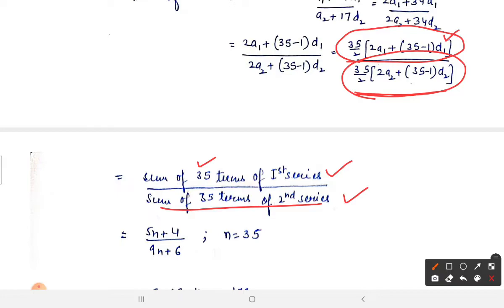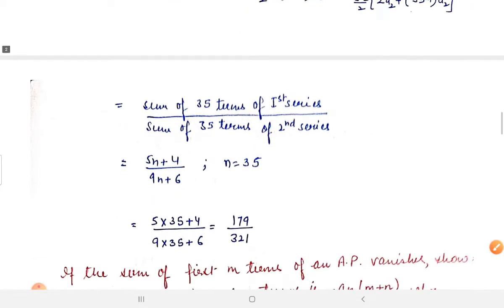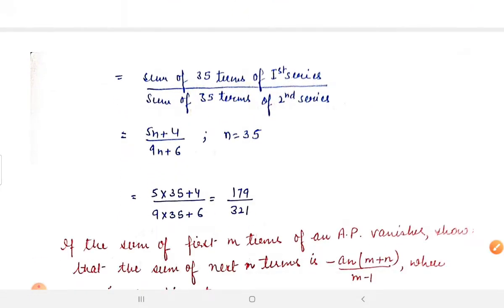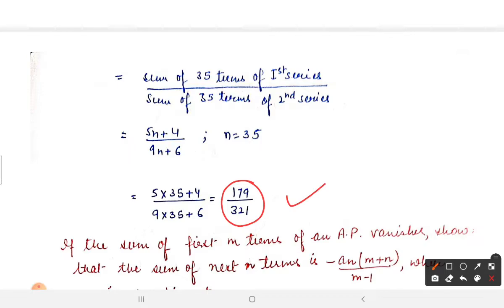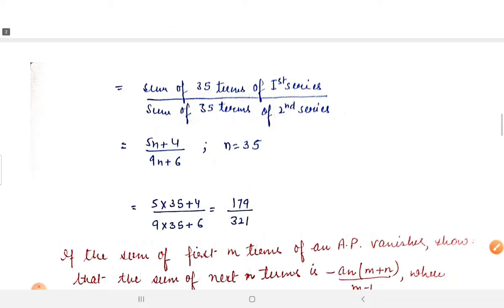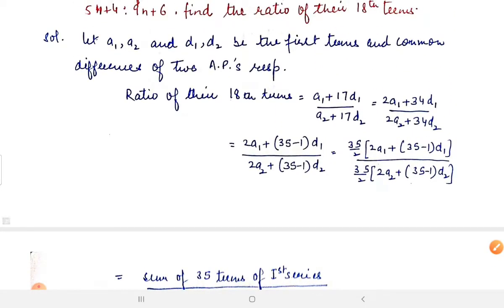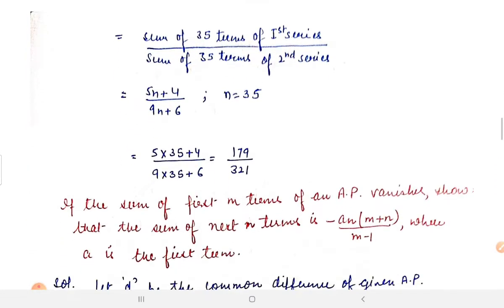So what is n here? N is 35 and we have the ratio 5n plus 4 upon 9n plus 6. This is given to us. So put n as 35 in the ratio which is given to us. We have 179 upon 231, which is the ratio of their 18th term. This is what we want to find. So this is all about the question.